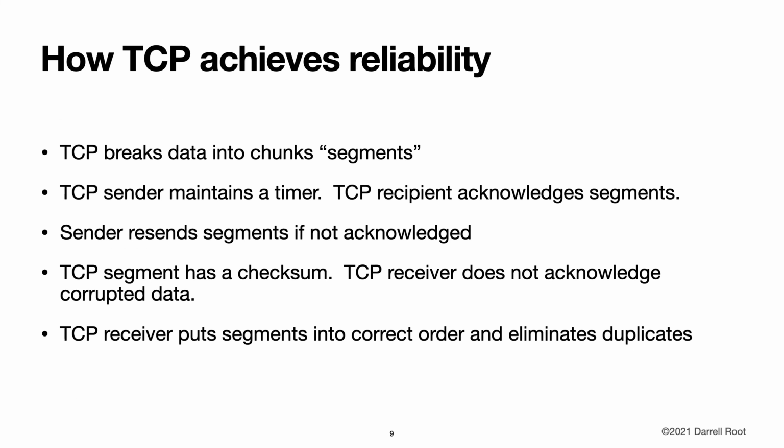How does TCP achieve reliability? TCP breaks data into chunks, which are called segments. The sender maintains a timer. The TCP recipient acknowledges segments. The sender resends segments if they're not acknowledged. A TCP segment has a checksum. The TCP receiver does not acknowledge corrupted data. The TCP receiver puts segments into the correct order and eliminates duplicates.